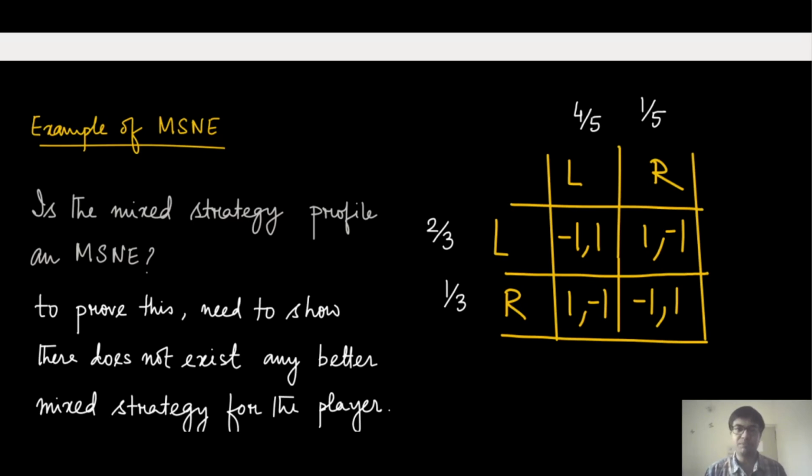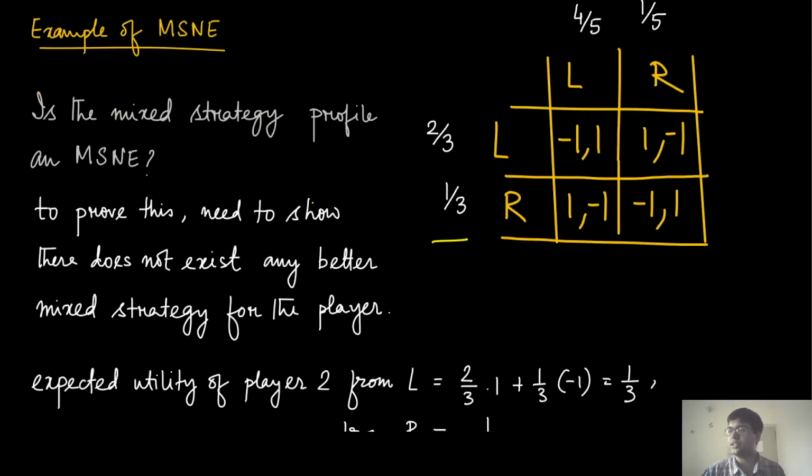Let us look at some examples of mixed strategy Nash equilibrium. Let us go back to the original example of the penalty shootout game, and let's consider the same mixed strategy profile of player 1 and player 2. Now we are going to ask whether this strategy profile, according to the definition of the mixed strategy Nash equilibrium, is going to be a mixed strategy Nash equilibrium or not. To prove that, we need to show that there does not exist any better mixed strategy for any of the players, either player 1 or player 2.